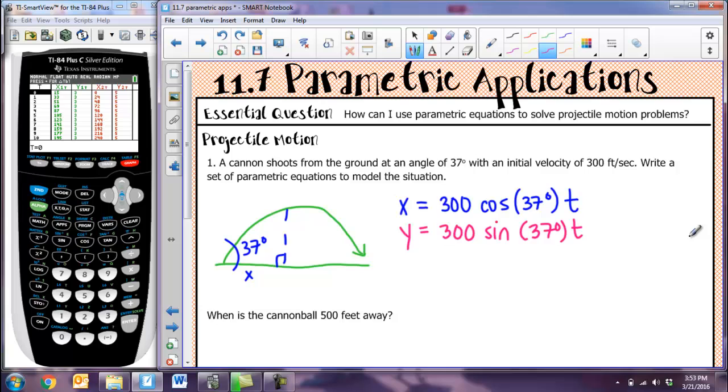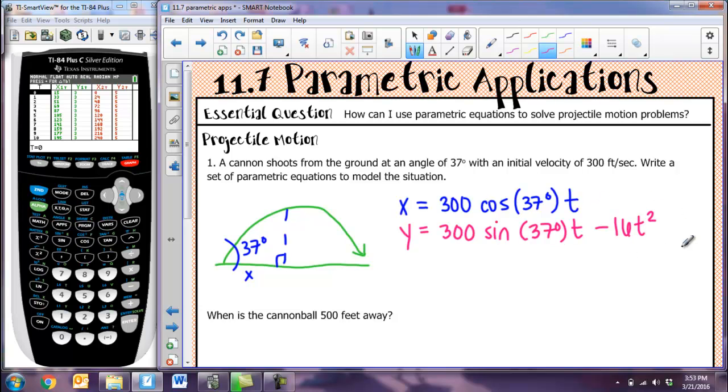and then multiply it by t. Now the only problem with this one is that you actually have another component affecting your y, and that's gravity. Otherwise, if I just use this equation, the cannonball would be shooting forever and ever up into space. So instead, I'm going to take away gravity, which, since I'm dealing with feet at this point, I'm going to subtract 16t squared.